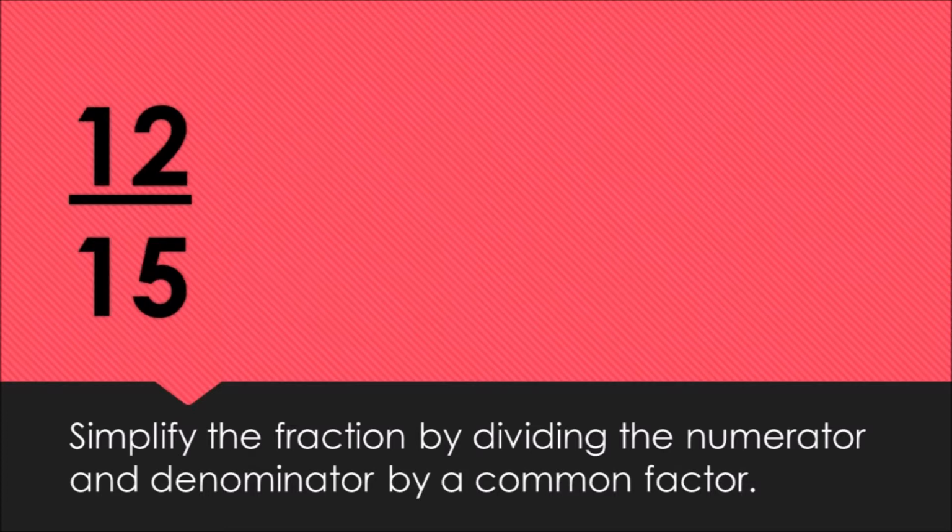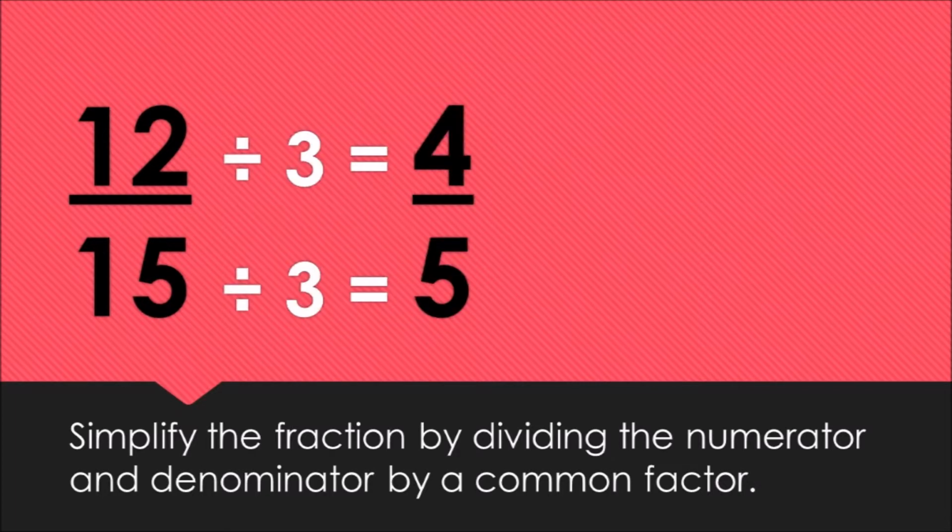The next one, 12/15. Think of a common factor. What can we divide? We can divide it by 3. So we get 4/5.